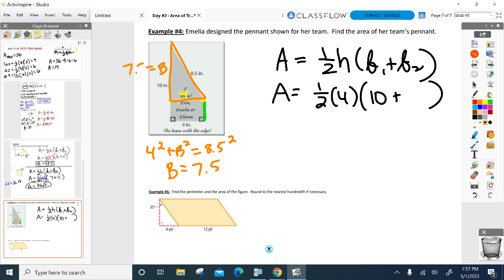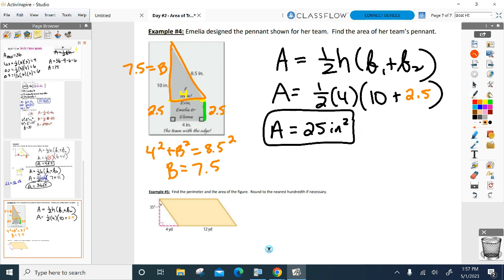The whole base was originally 10. Subtract 7.5 from it, you get 2.5, which matches the base I was looking for. So 2.5 for a total area of 25 square inches. All right, 25 square inches.